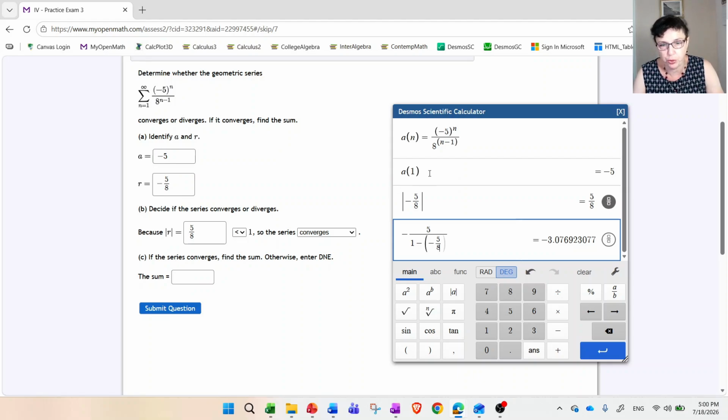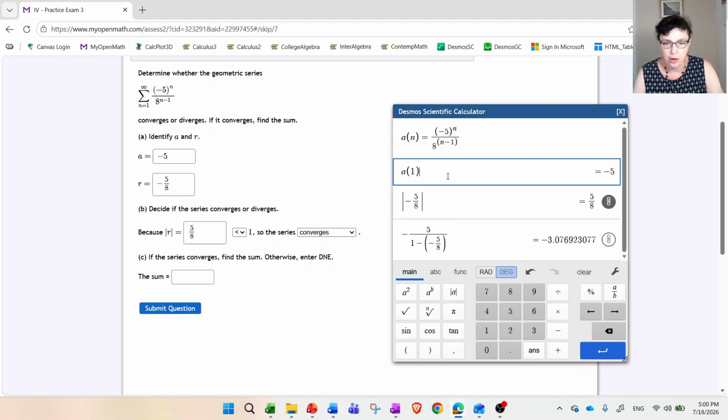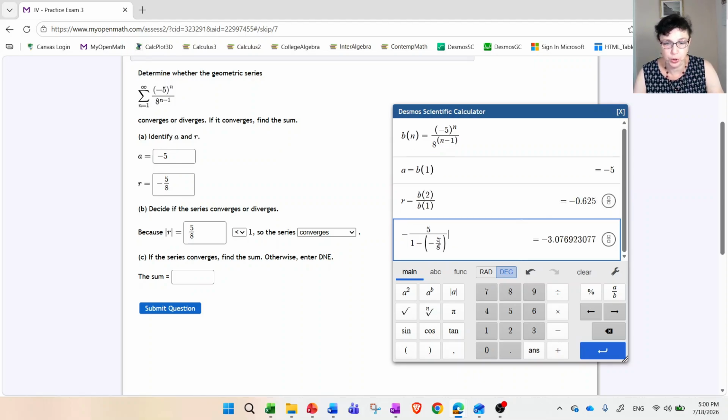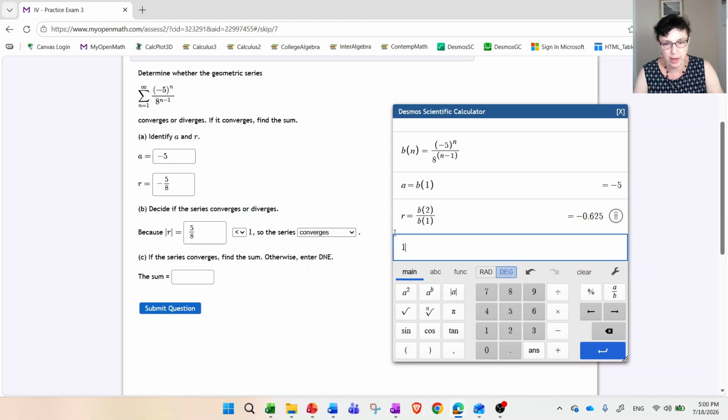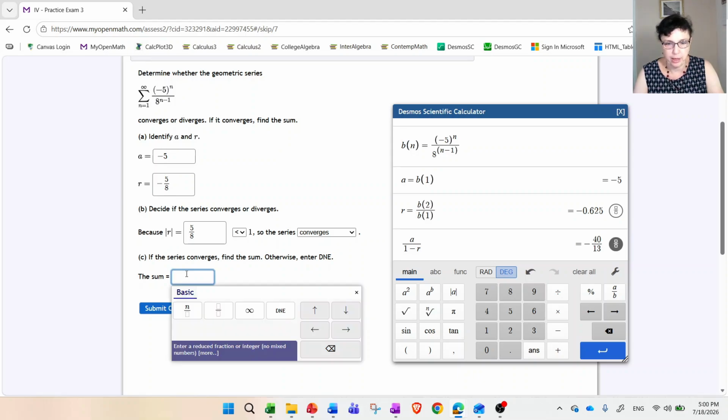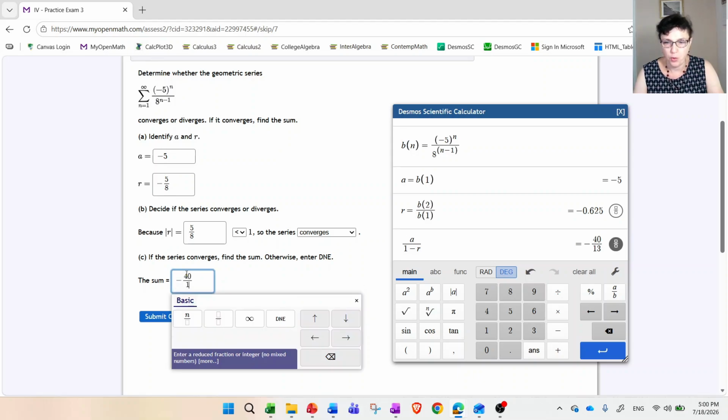What you could also do, if you wanted to, for example, you could say, okay, well, you can't call it a. Okay, so I'm just going to call this b. Then a is equal to b of 1, and r is equal to b of 2 divided by b of 1. Then what you could do over here is just type a divided by 1 minus r, and it'll tell you what that is. And then, of course, you need to convert it to a fraction. And it looks like I got negative 40/13.